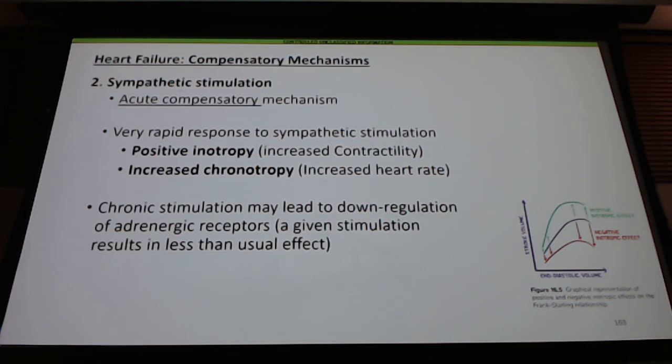The sympathetic nervous system can act by doing either a positive inotropy, so increasing the contractility of the heart, but it also can do an increased chronotropy, so how many beats per minute you have in the heart. And this can work in that acute setting, but the problem is once you get out of that acute setting, it's working just acutely, and now you're expecting it to be chronic, that chronic stimulation leads to a downregulation of the response to the sympathetic nervous system, and so you're not getting the same impact or the same effect that you would if this was just used in the acute setting.